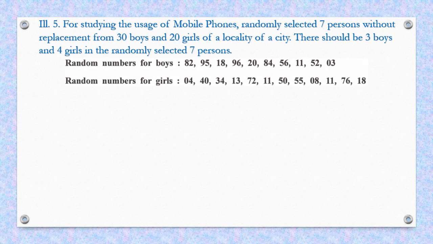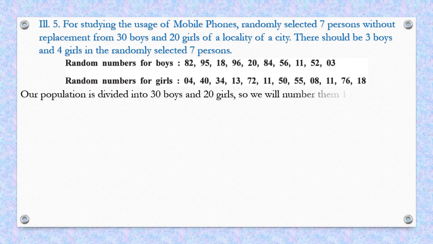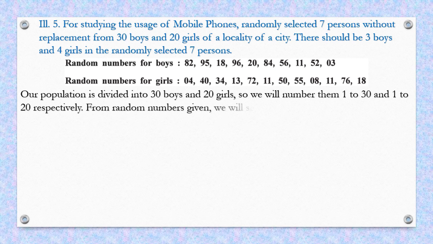Now the random numbers are given for boys and for girls. We know that 30 boys and 20 girls are there. So we will number boys from 1 to 30 and number girls from 1 to 20. We have to select 3 boys and 4 girls. So starting with boys, using the random numbers given for boys, 82, 95, etc., we have to take 3 boys and the maximum number of boys is 30. So any value greater than 30 is to be ignored. So 82, 95 will be ignored and we will take 18.